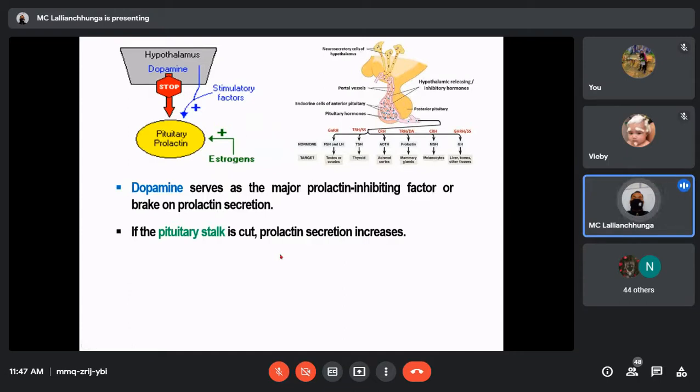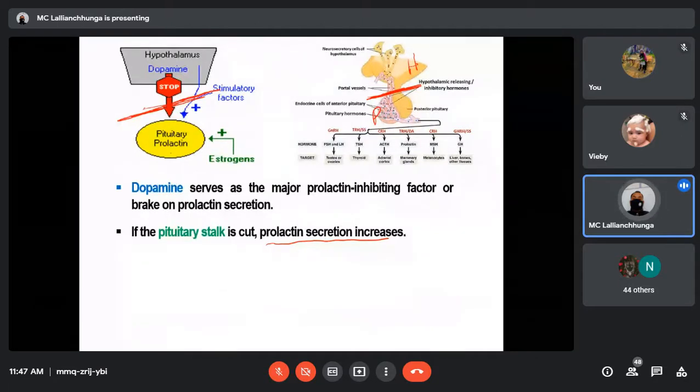Now let's see the second diagram. Suppose you cut here, at the pituitary stalk. We are cutting the connection between the hypothalamus and the anterior pituitary gland. This is the hypothalamus, this is the anterior pituitary gland. There will be an increase in prolactin secretion because we are stopping the brake, the dopamine secretion from the hypothalamus. If there is no brake, prolactin secretion will increase.